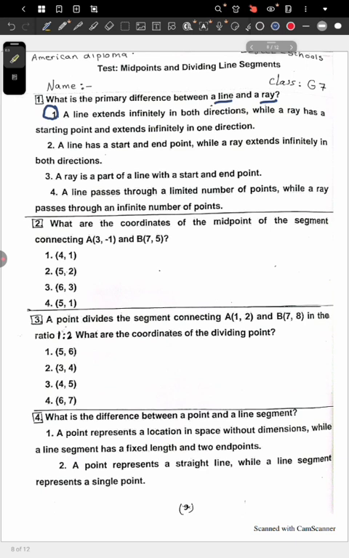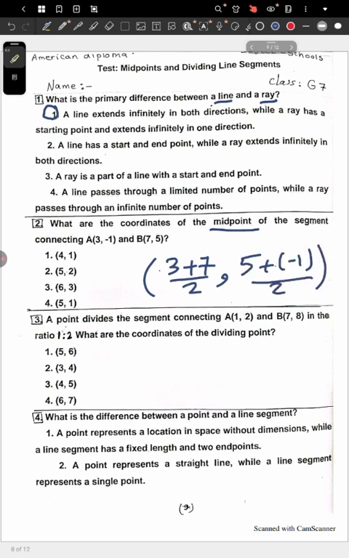Number 2: what is the coordinate of the midpoint? It is 3 plus 7 over 2 and 5 plus negative 1 over 2. 3 plus 7 is 10, 10 over 2 is 5. And 5 minus 1 is 4, 4 divided by 2 is 2. So the answer is 5 and 2.